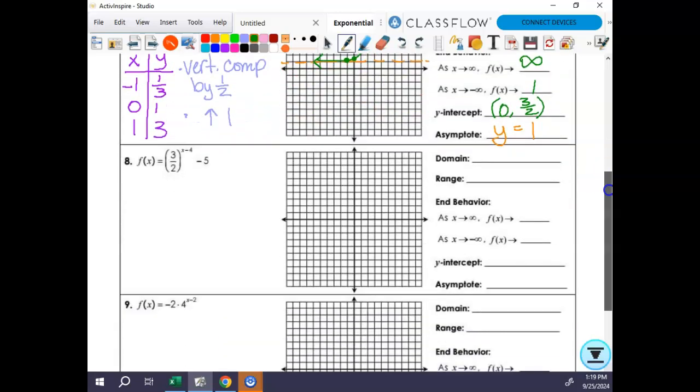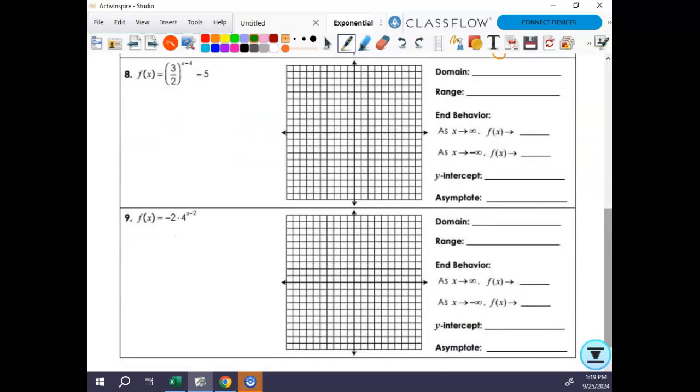Let's do this one. We got 2 transformations here as well. All right. What is my parent function? 3/2 to the x power. Yes. Is this exponential growth or decay? Sit up. Growth.